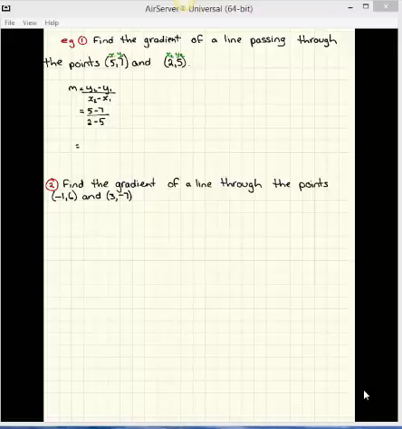So 5 minus 7 is negative 2. 2 minus 5 is negative 3. A negative divided by a negative is a positive. So the gradient of the line that passes through the points 5, 7 and 2, 5 is 2/3.